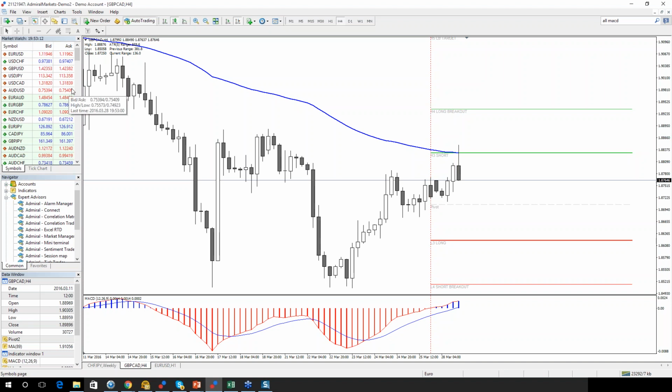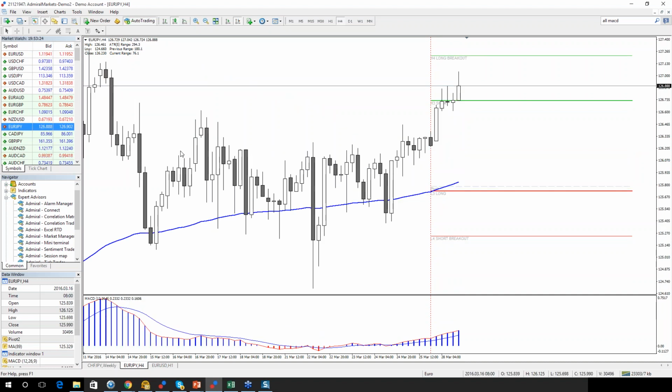Euro yen. Chris is asking which time frame do you use for T89? Yes, 1 hour and 4 hour most of the time. And if I see it on daily, I use it for possible direction. And as a confluence point, 1 and 4 hour, yes. Euro yen.